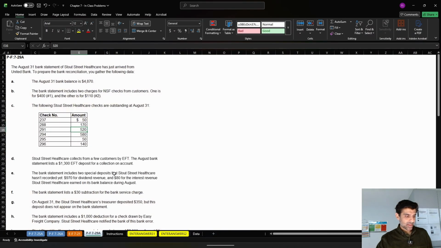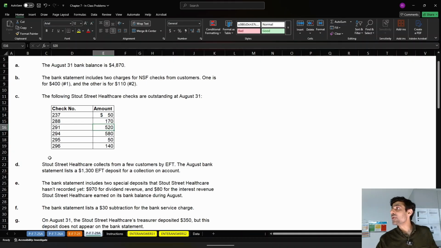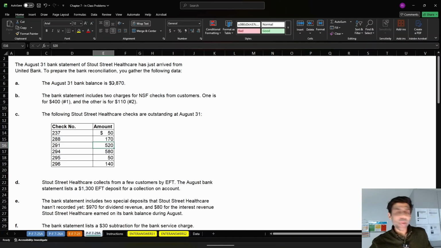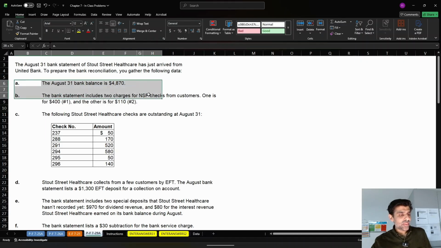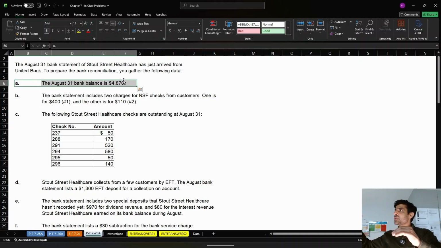This is 29A. Okay, so it's just the next tab over. This one is giving you a different format of the same process. It's just giving you a bunch of information. So for example, the ending balance of the bank statement. Okay, so it's telling you that piece of information. So what I would do if I were you is I would go through each of these and just start plugging them in to the reconciliation where they belong.